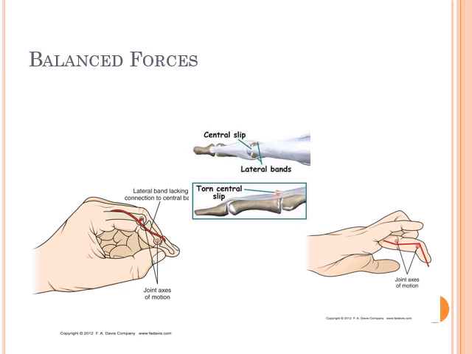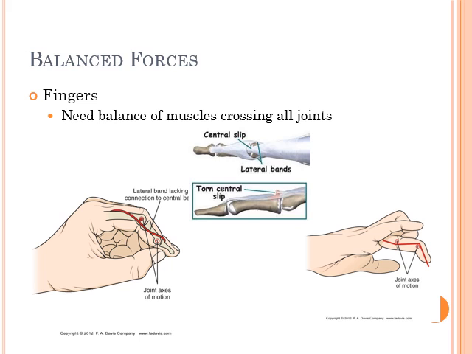So again, some other things to note when we're looking at the fingers. We have all these different joints and many different tendons that come across them. Okay, so we need a balance of all of these muscles crossing all the joints, particularly distally. Now, when we look at this picture, we have actually two different injuries that are very common to occur at the hand with the fingers.